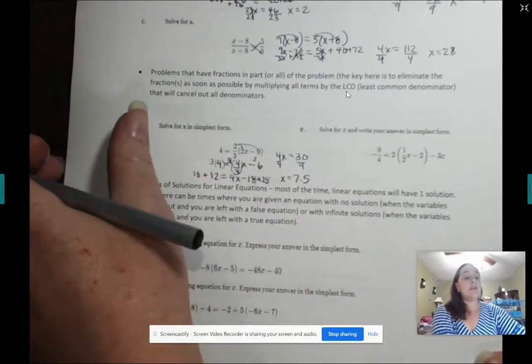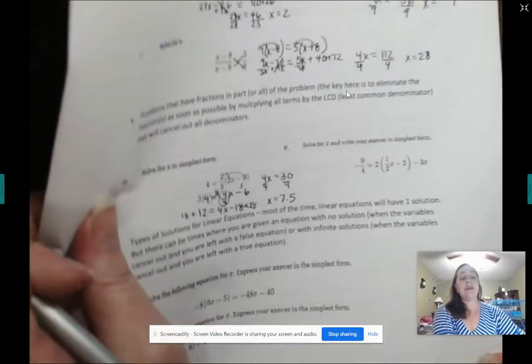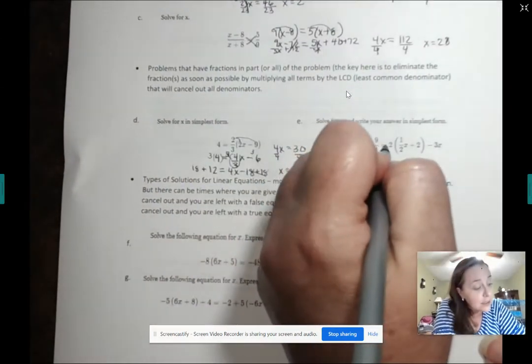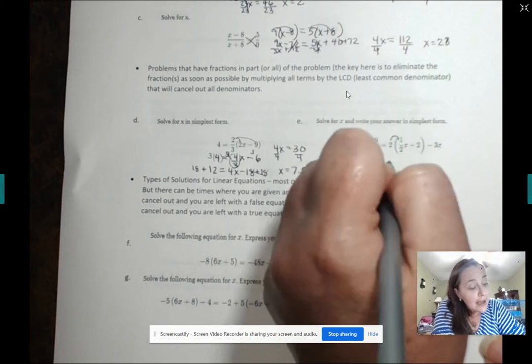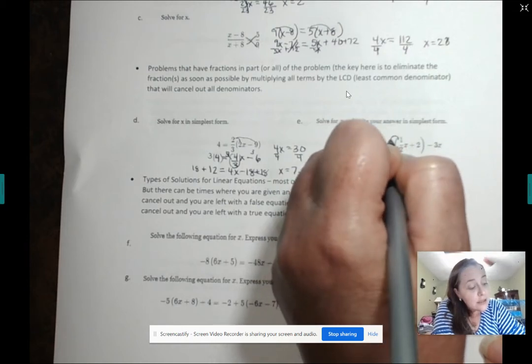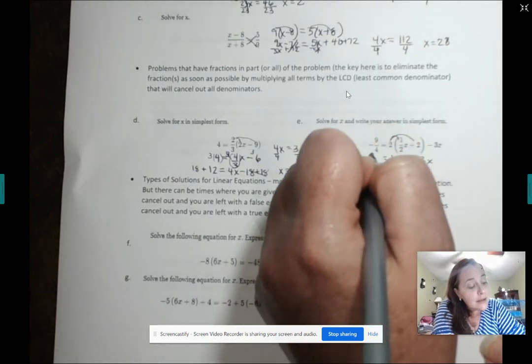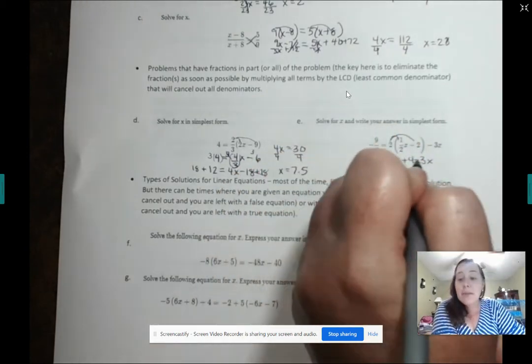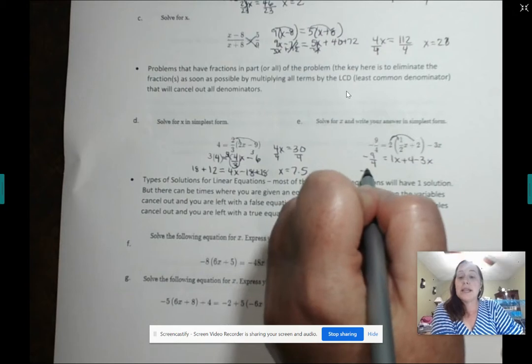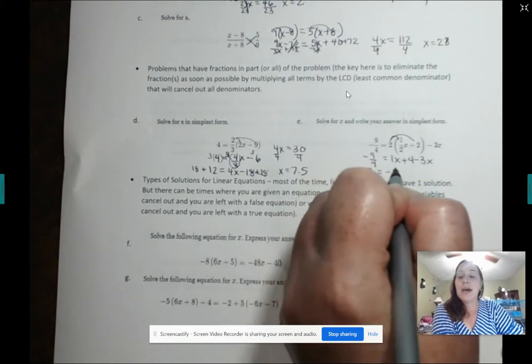Now, if I have a fraction in more than one place, let's simplify as best we can. This is the equal sign. So 2 times 1/2 x is just a 1x. 2 times 2 is 4. And this is still on this side. If I combine the x's on the right side, I end up with a negative 2x.